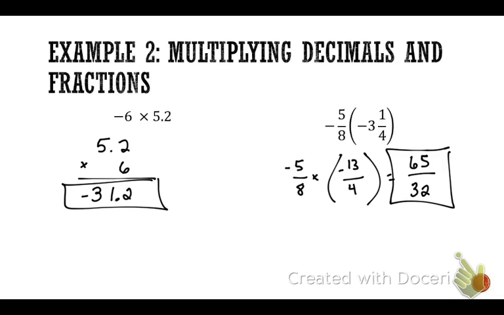Okay, because there's two negatives. If you said 2 and 1 over 32, that would be fine also. But you don't have to. You don't have to change it to a mixed number.